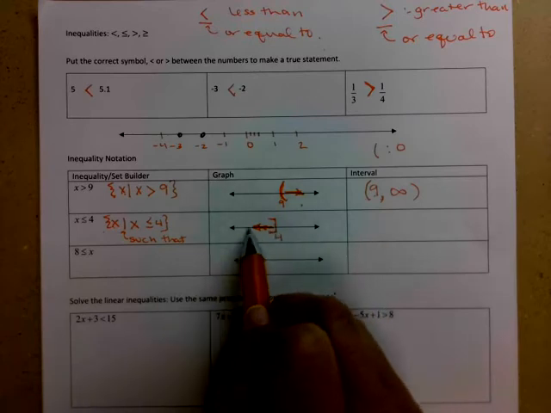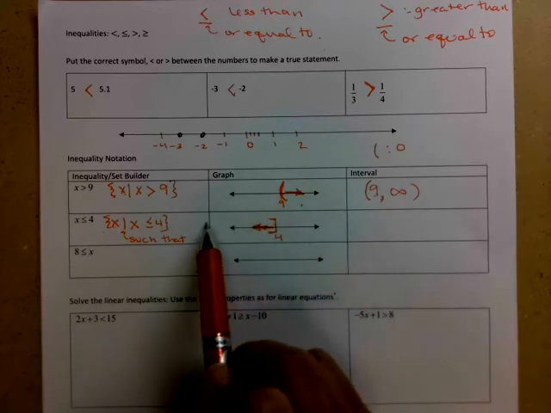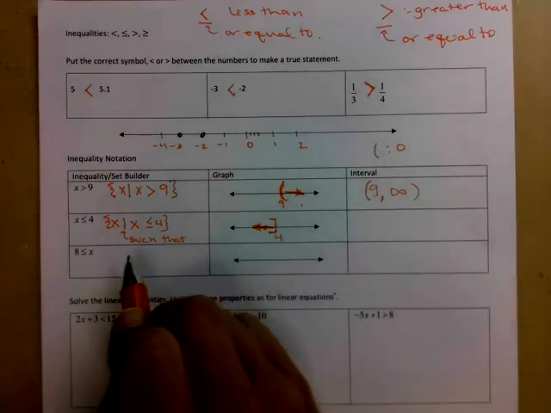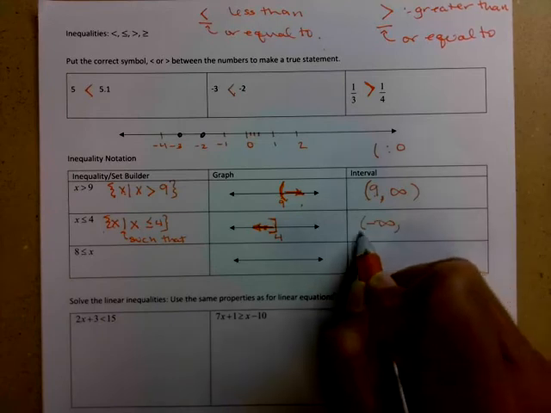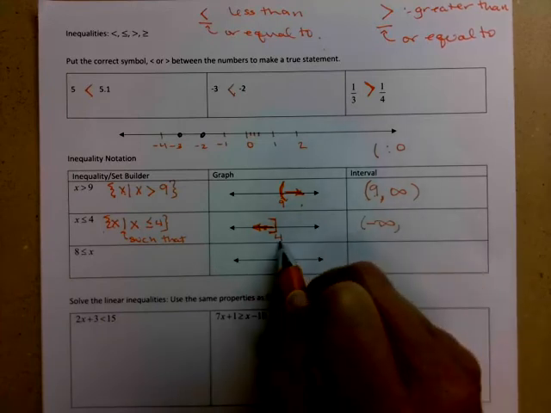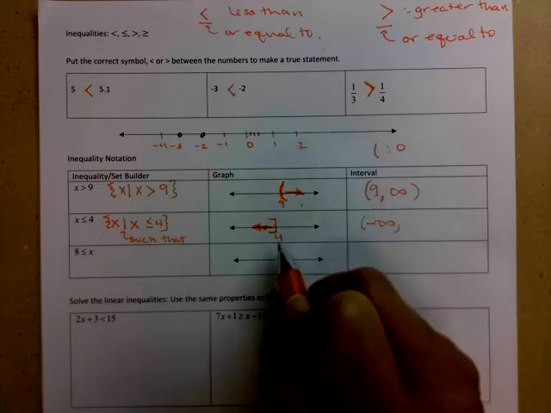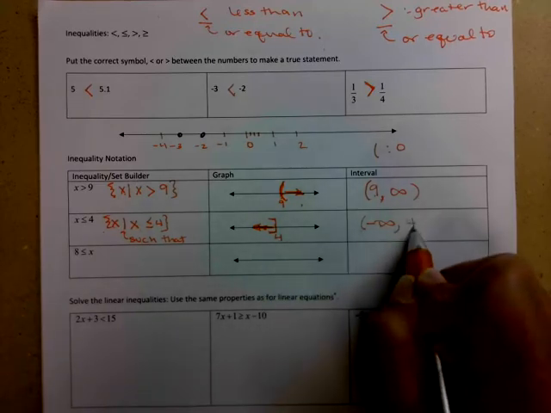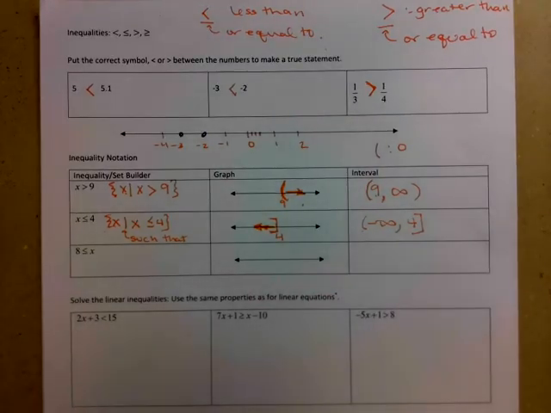Okay, so now to describe this set in interval notation, I need the smallest number, the one furthest to the left. Since it goes on forever to the left, that would be negative infinity. Notice a parenthesis again. Then the right number is the biggest number, which is 4, and we do include it, so we say that with a squared-off bracket.